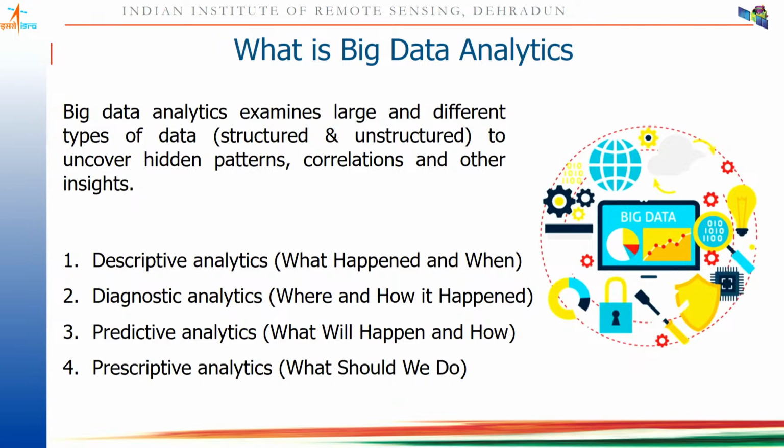So we can perform these kinds of analysis: descriptive analysis, diagnostic analysis, predictive analysis, and prescriptive analysis. These four types of data analysis we can perform by applying geocomputation techniques on big data, and this analysis will give us different types of solutions: what happened and when it happened, where and how it happened, what will happen and how it will happen, and what we should do. Prescriptive analysis is very, very important. What action should you take to solve or avoid this particular problem?